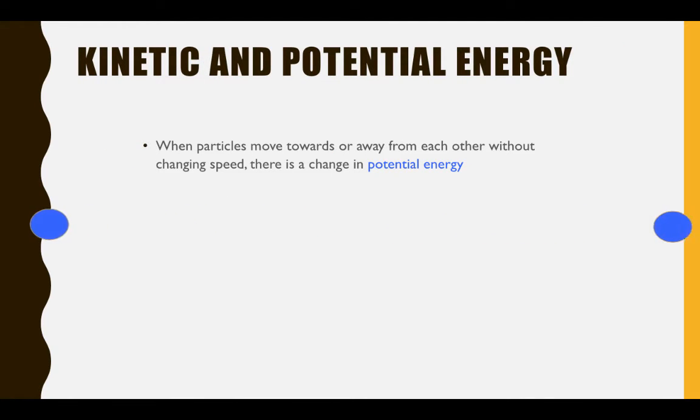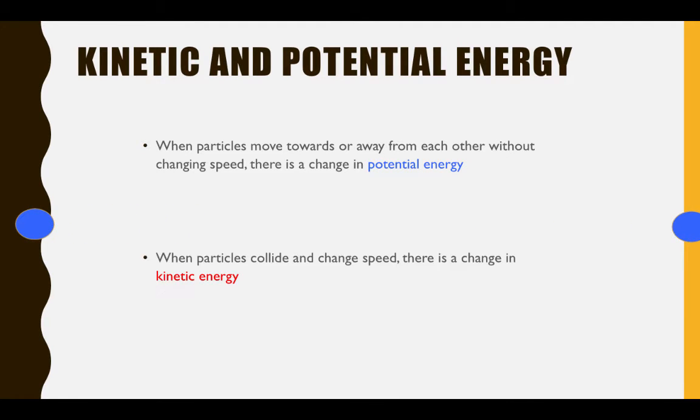When particles move towards or away from each other without changing speed, there is a change in potential energy. Recall that we said the potential energy was the energy related to position. Here, the particles are changing their position, but their speed remains the same. On the other hand, when particles collide and change speeds, there is a change in kinetic energy. Here we see one particle colliding with another particle, therefore transferring some of its kinetic energy. Notice that both particles changed their speed, therefore their kinetic energy changed.